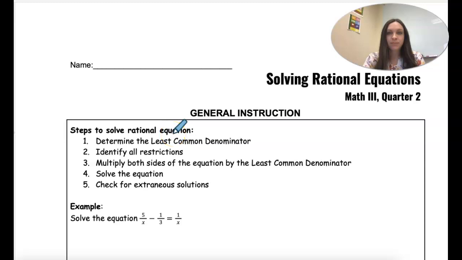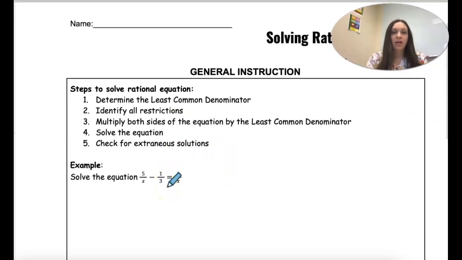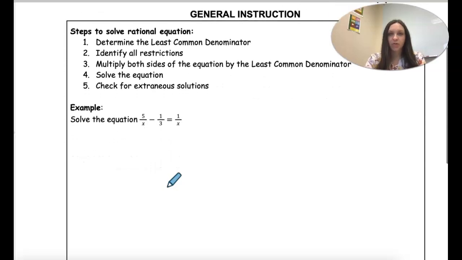So in this section, we're actually going to solve for x. So that means there is an equal sign, and we want to get x all by itself. So I have one here. We're going to go through the steps.